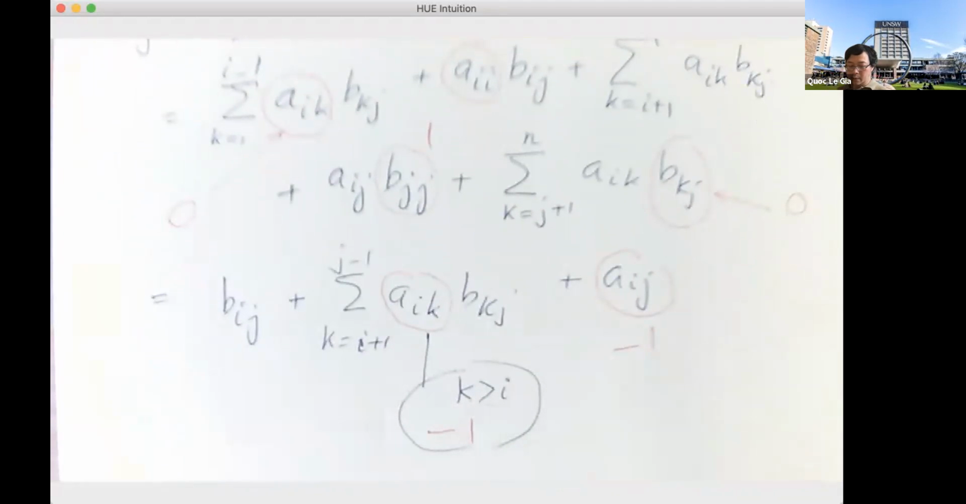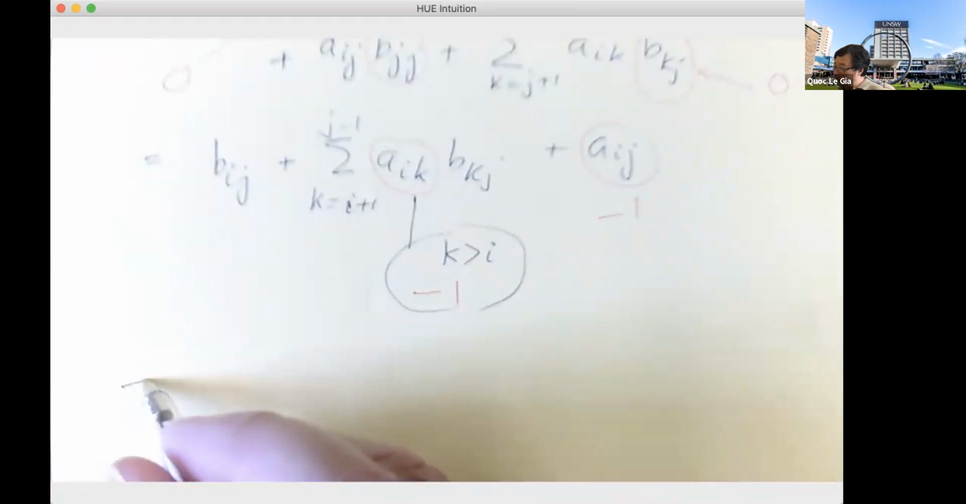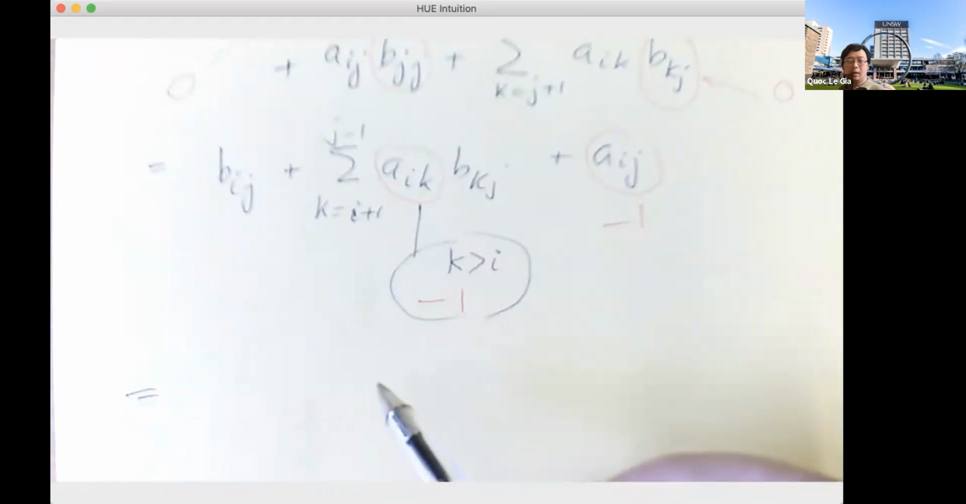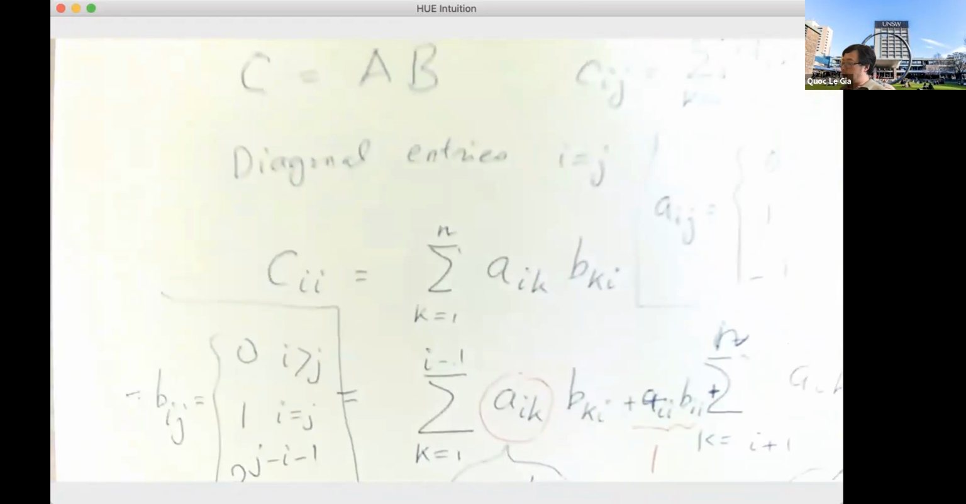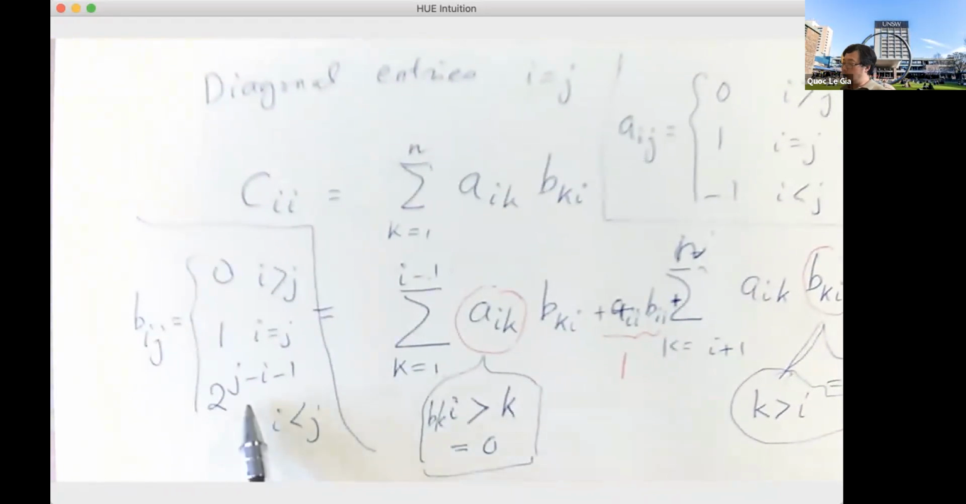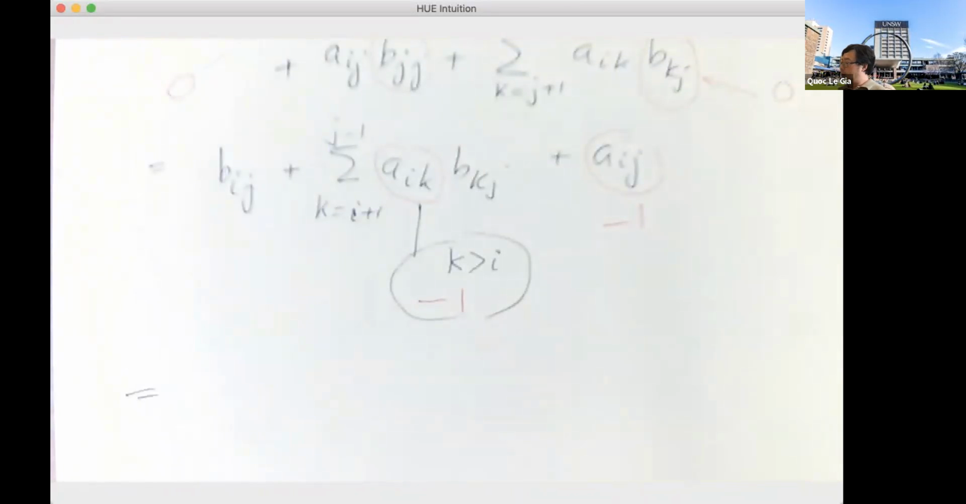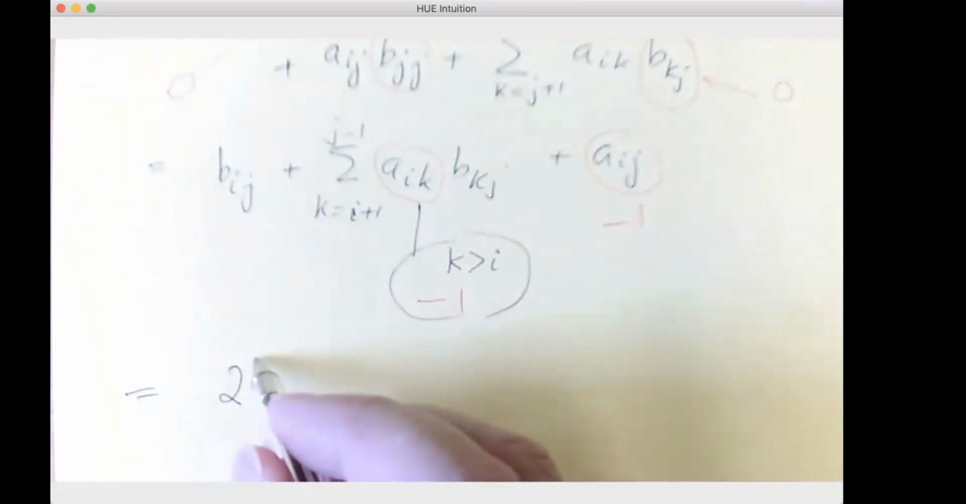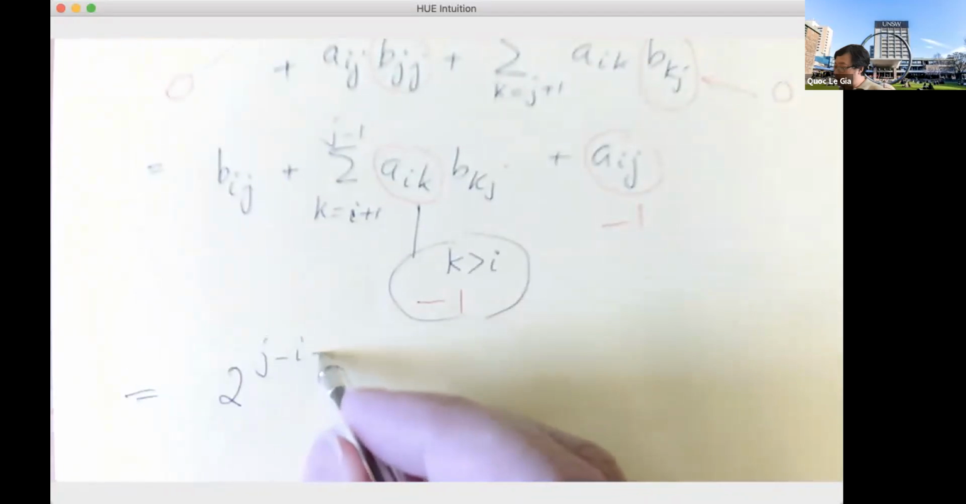And now what you have left is just the sum of, okay, so what is Bij? If you remember, in this case, when j is bigger than i, Bij will be 2 to the j minus i minus 1. So then we put it in. So this one is 2 to the j minus i minus 1.